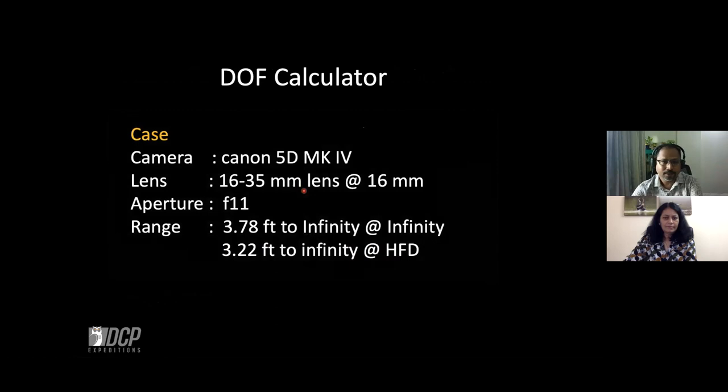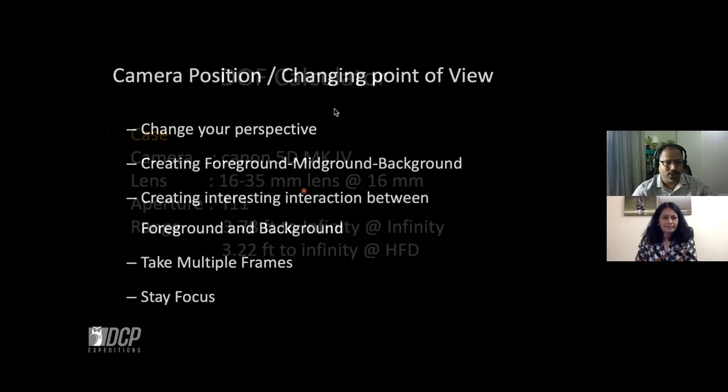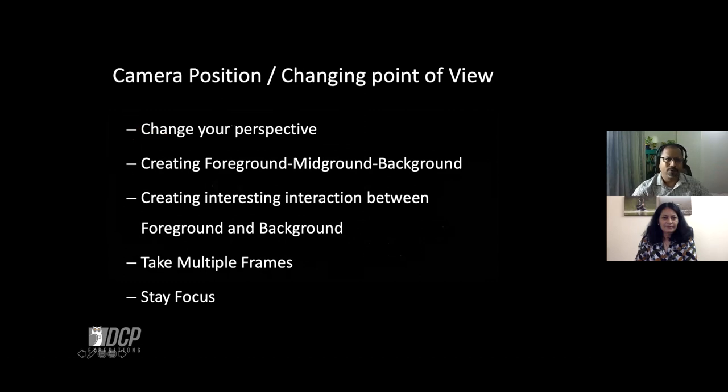Yeah. So let's talk about camera positions and point of view. Okay. You have to change perspective. That eye level, you have to go away from the eye level when we talk about landscape photography. Foreground, midground, background. These are the three important mantras for landscape photography. Guys, you have to work with this. Okay.